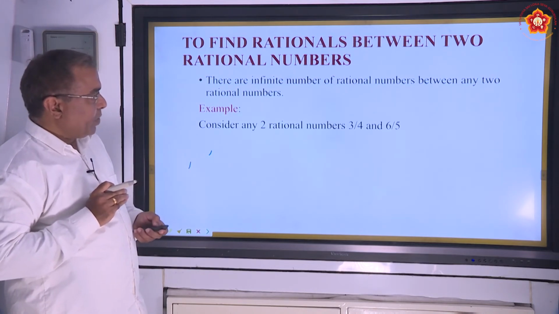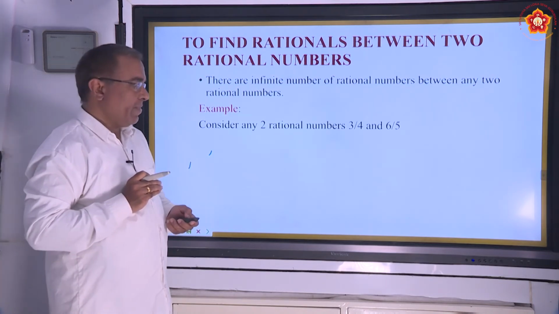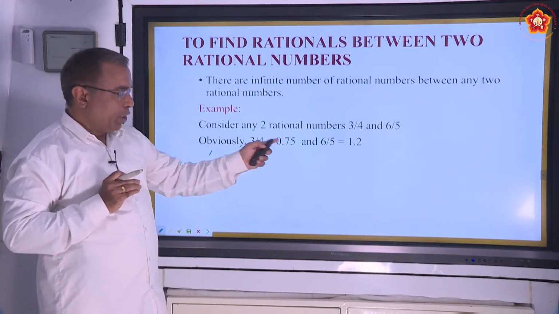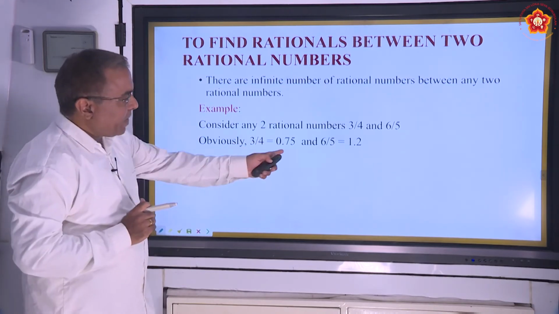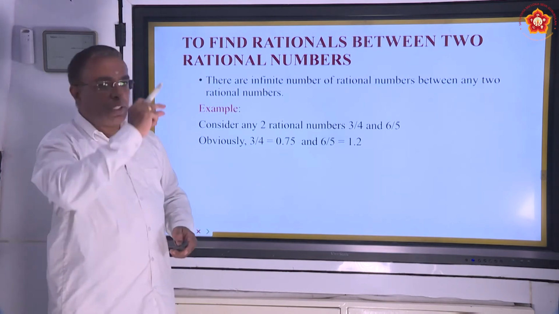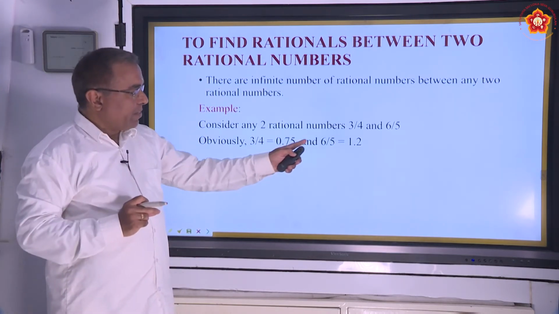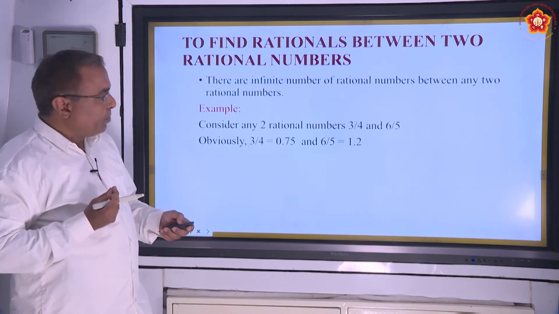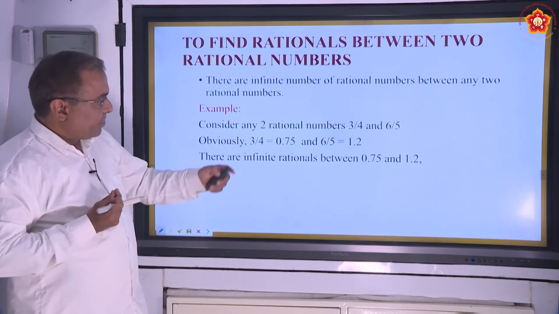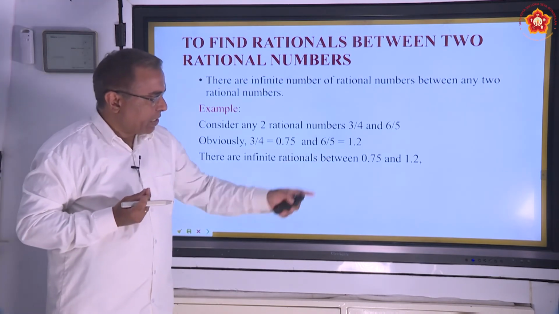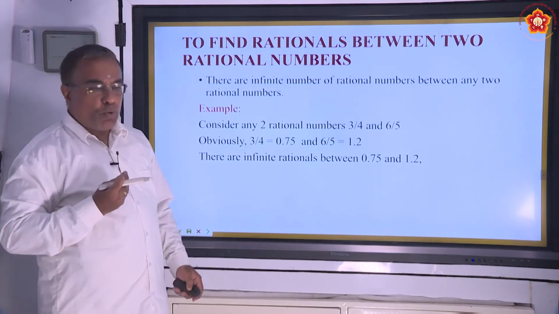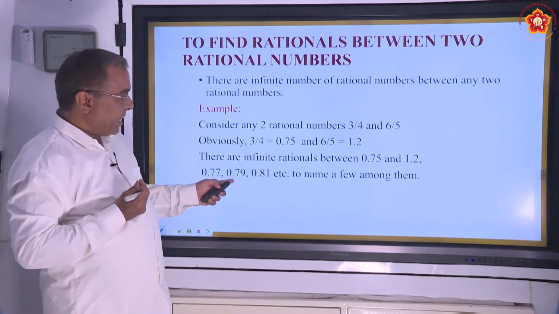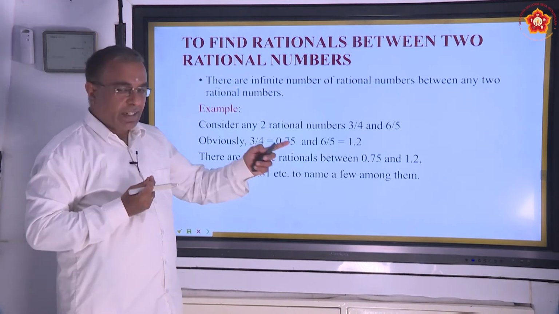So I am taking any two numbers, 3 by 4 and 6 by 5. Obviously you know 3 by 4 in the decimal form will be 0.75 and 6 by 5 decimal representation will be 1.2. On the number line between 0.75 and 1.2, so many numbers are there. You just pick up randomly some numbers, there are infinite numbers between 0.75 and 1.2. Pick up a few numbers randomly, let us say 0.77, 0.79, 0.81, like that.